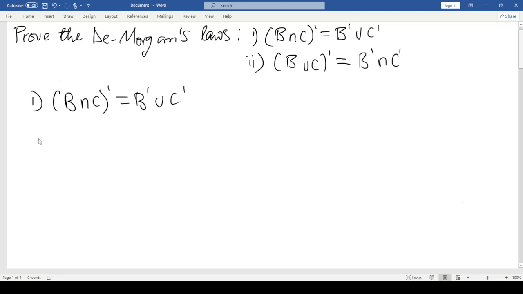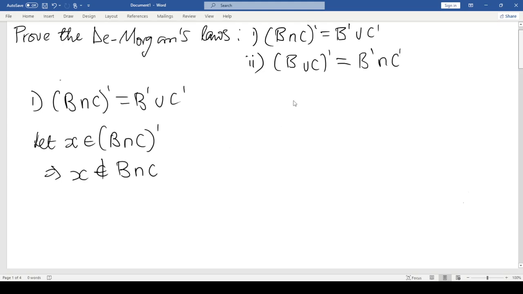So we're going to let X be a member of what we have on the left hand side here. So we say let X be a member of (B ∩ C)'. Then if X is a member of the complement of the intersection of the two sets here, then X doesn't belong to the intersection set that we have here. So here we're saying X is not a member of B ∩ C. Now, before we proceed, let me just mention something.